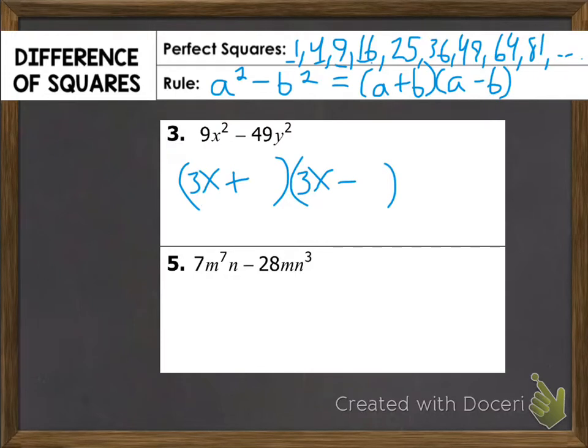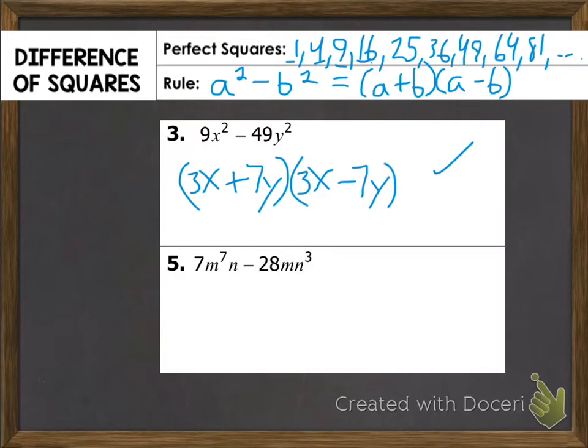So now let's split the 49y squared. If we were to take the square root of 49, we would get 7. So we know it's going to split into 7 and 7. And then same thing we did with the x's, we're going to do to the y's. So we're just going to have one y on each side. Because 7y times negative 7y would get me that negative 49y squared. And that's all you have to do for number 3.